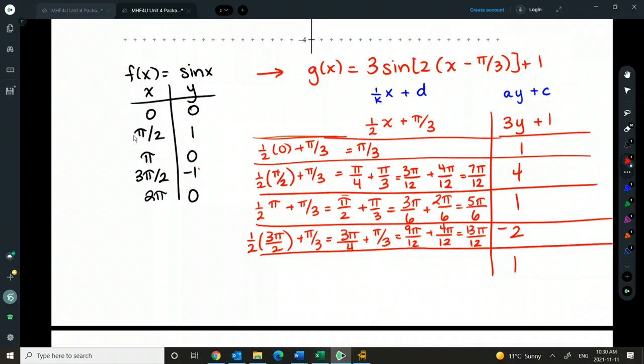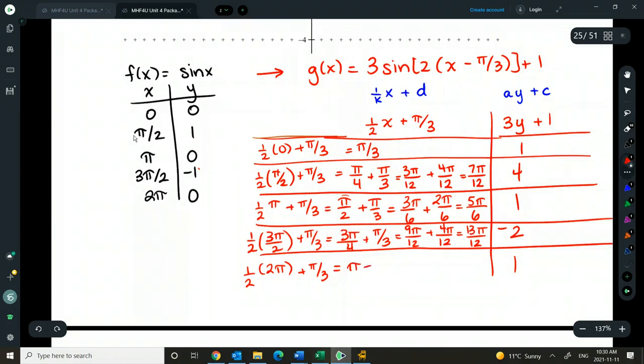Okay, and then the last one, 1/2 times 2 pi plus pi over 3. The 2's will cancel, and we're really just left with pi plus pi over 3. So I'm going to create common denominators here. This will be 3 pi over 3 plus pi over 3. Just multiplying, think of this as if it's over 1. Multiply top and bottom by 3. And we will get 4 pi over 3.